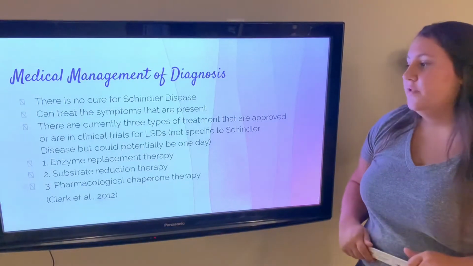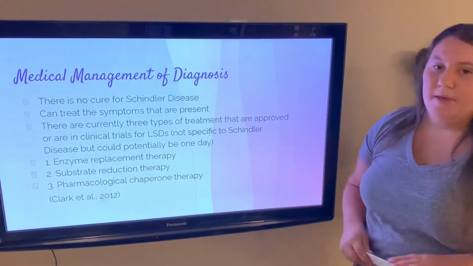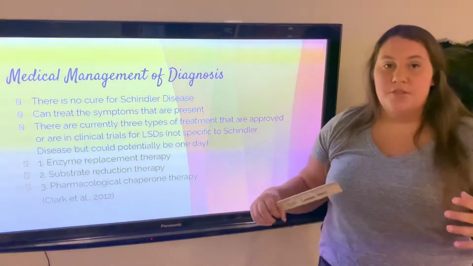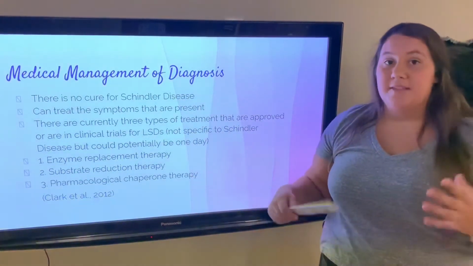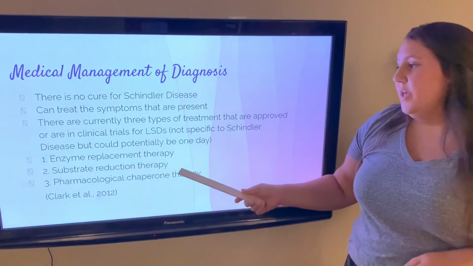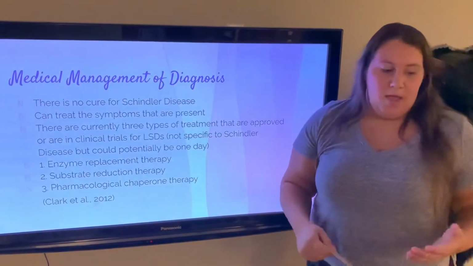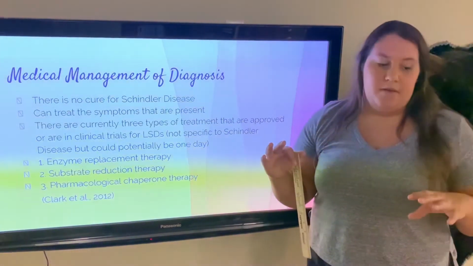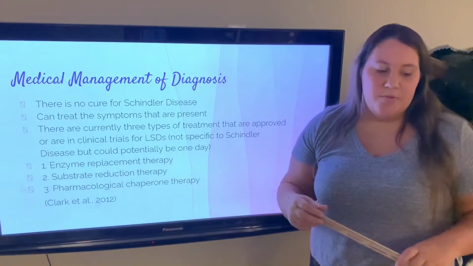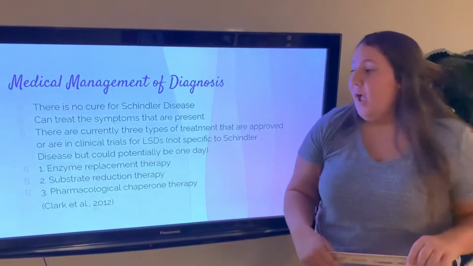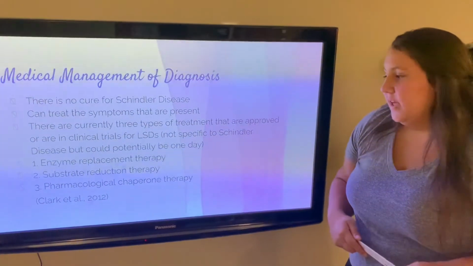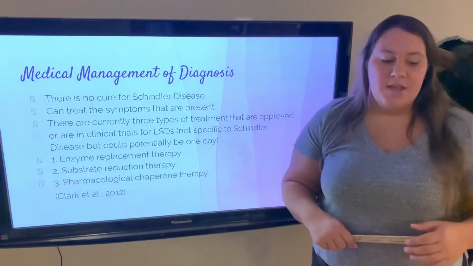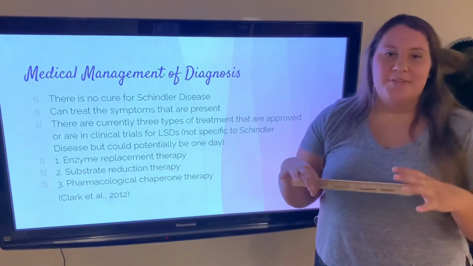The first type of treatment used is enzyme replacement therapy. This means that purified injections of the enzyme are injected into the body to break down the substrate that's building up. The second type is substrate reduction therapy. This is where an inhibitor of an enzyme upstream in the biosynthetic pathway reduces the substrate accumulation. And then there's also a third type, pharmacological chaperone therapy, and this means that the mutated enzyme is stabilized by an additional small molecule chaperone.